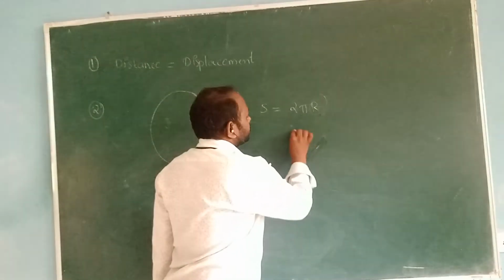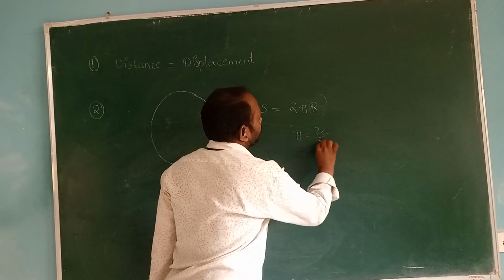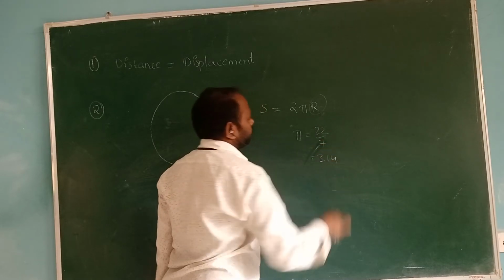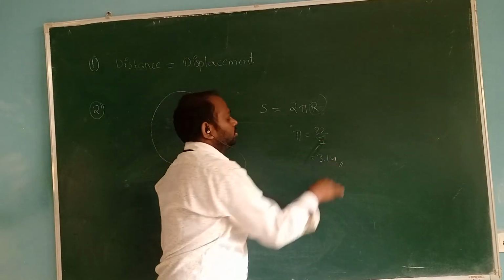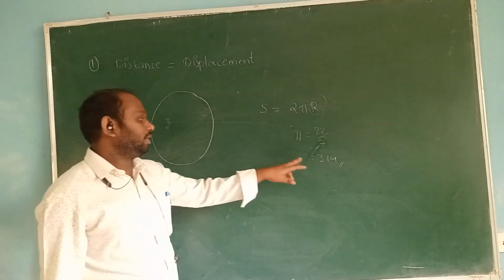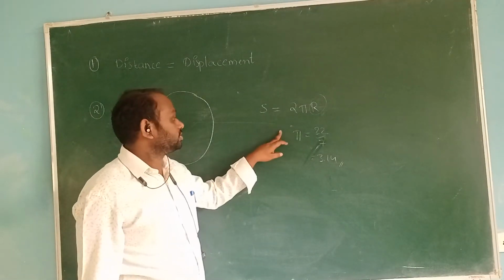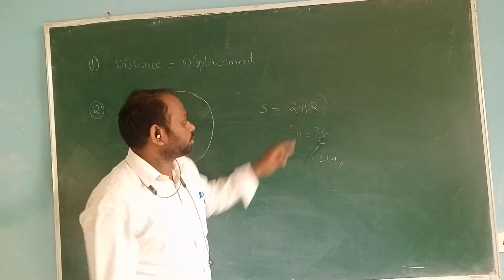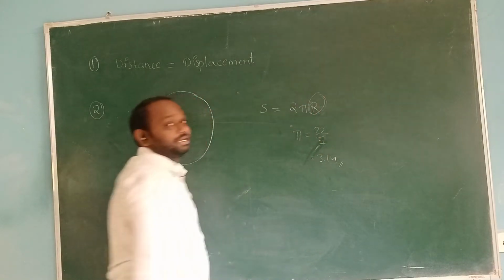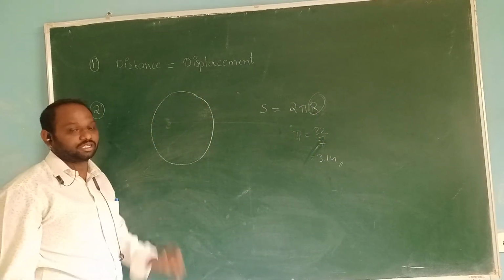Already you know the pi value. Pi is equal to 22 by 7, which means 3.14. This value is a constant. This is the pi value, and the distance is 2 into pi into r, where r is the radius of the circle.